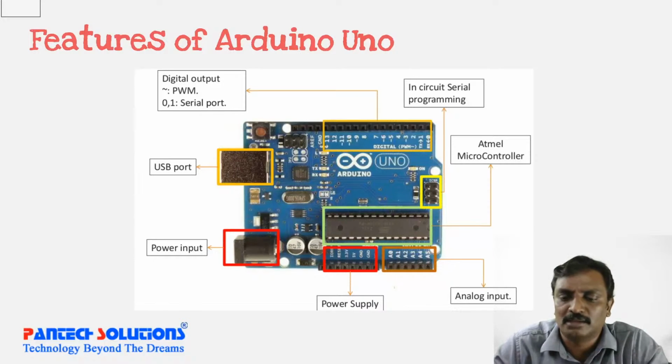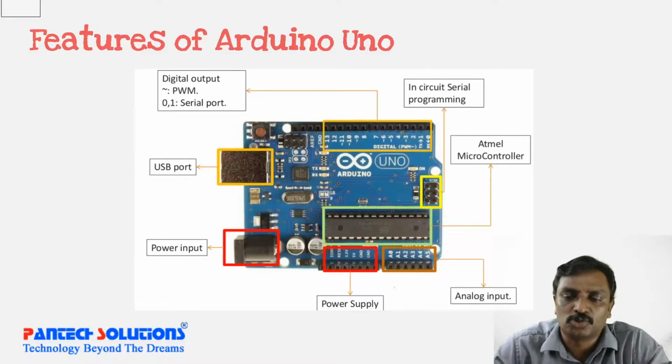If you want to give power supply for the sensors, it also has power supply pins, which I have marked red here. And it also has analog input pins, where you could directly give the temperature sensor and other analog sensors. It also has digital pins, the PWM pins, and also the serial port pins like TXD and RXD pins.